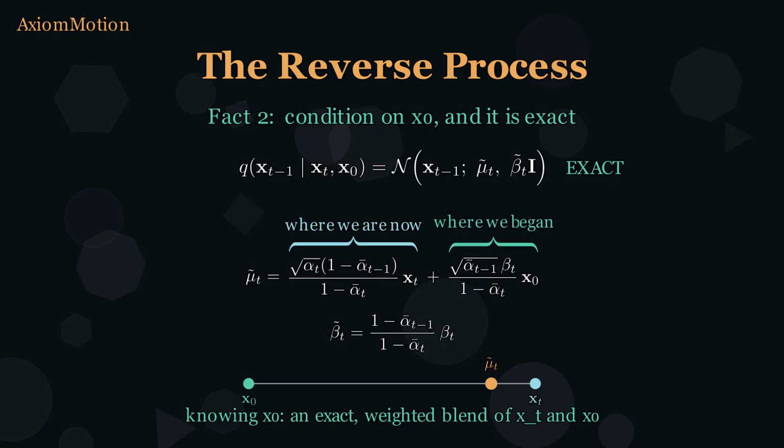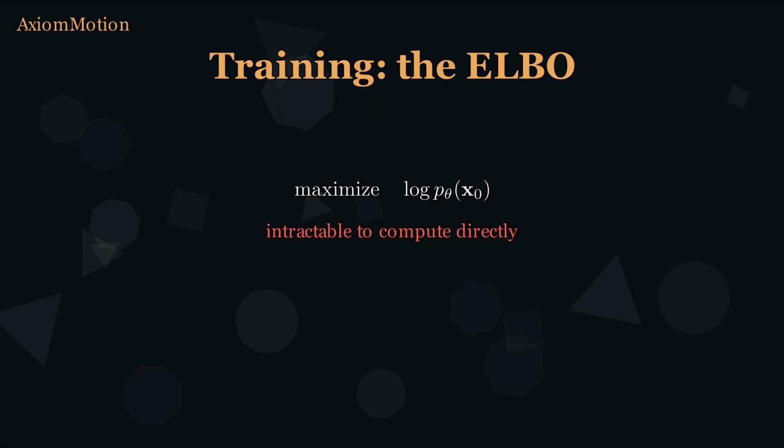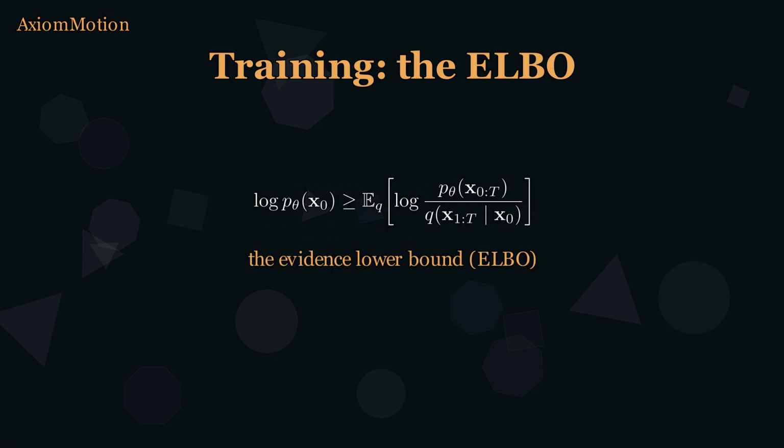To turn matching that target into one trainable objective across the whole chain, we need a single further idea. To train, we want the real data to be likely under our model. We want to push up the log probability the model assigns to x_0. That quantity is intractable on its own. So, exactly as in a variational autoencoder, we maximize a lower bound on it instead. It is called the evidence lower bound.